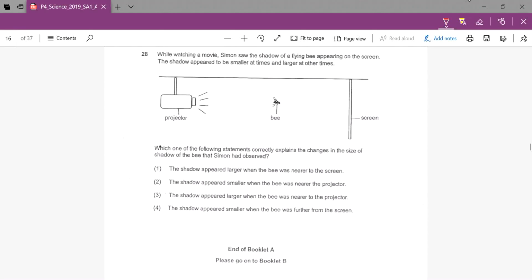So this is the last question. While watching a movie, Simon saw the shadow of a flying bee appearing on the screen. The shadow appeared to be smaller at times and larger at times. Which one of the following statements correctly explains the changes in the size of shadow of the bee that Simon had observed? Shadow appeared larger when the bee was nearer to the screen.